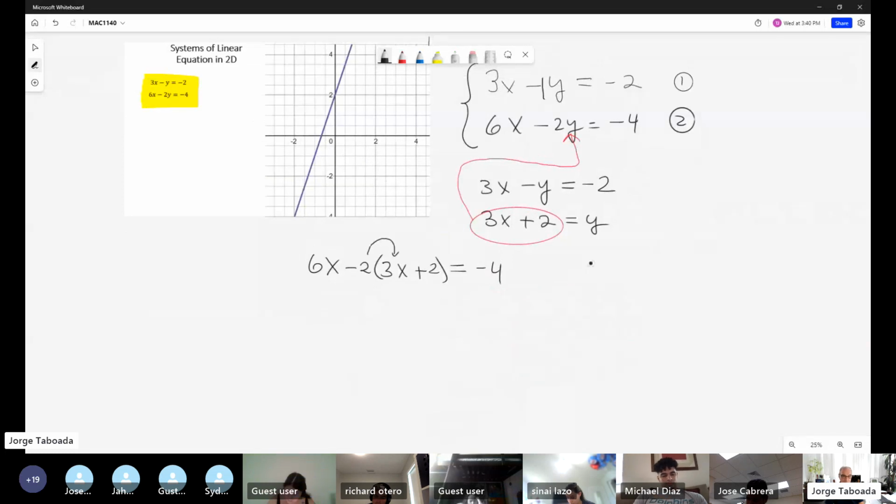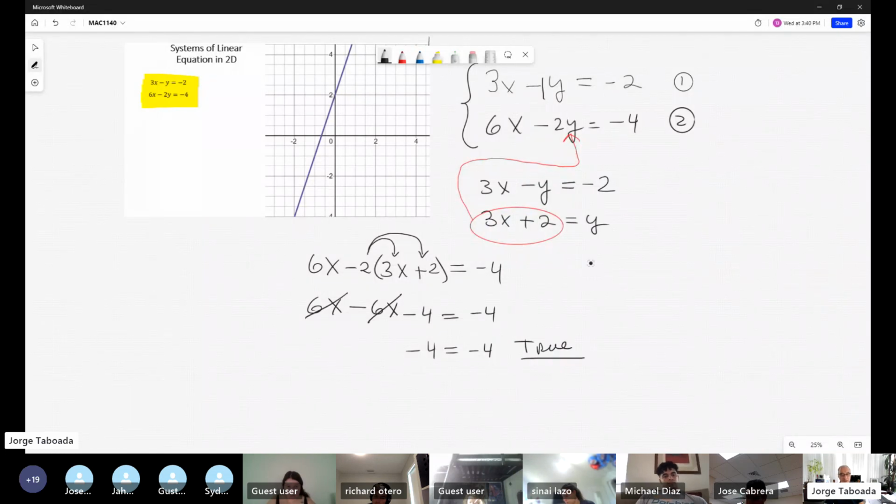You apply the distributive property one more time. This is 6x minus 6x minus 4, because negative 2 times positive 2 is negative 4. One more time, something weird happened. Okay, I tried to do my best, however, it was impossible to isolate the x because the x is cancelled, it's 0. But this is different, because you get negative 4 equal negative 4, it's a true statement.